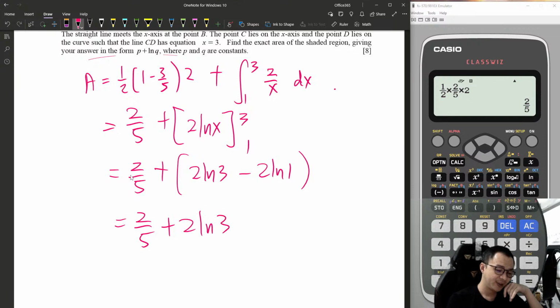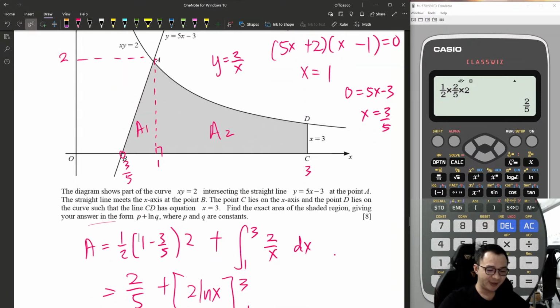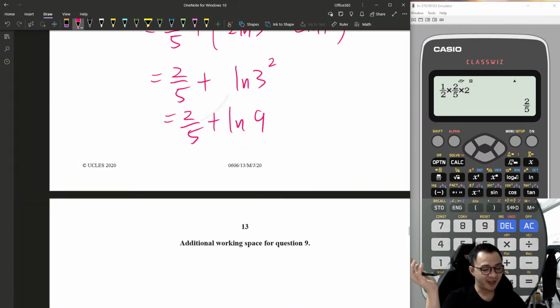Is that it? Yeah, they don't want the 2 in front, so it becomes ln 9. Because here, you can see ln here doesn't have any number in front of it. So I want to make sure when I do that time, I don't make the same mistake also. But this 8 marks is considered not too bad. Just do the intersection, find the x-intercept, then break the shaded area into 2 parts, find both parts, plus together, 8 marks.